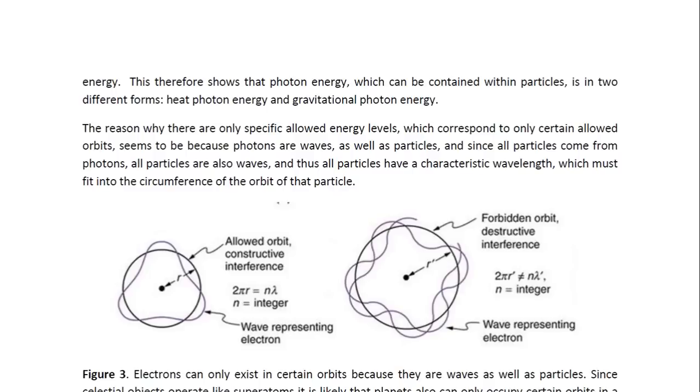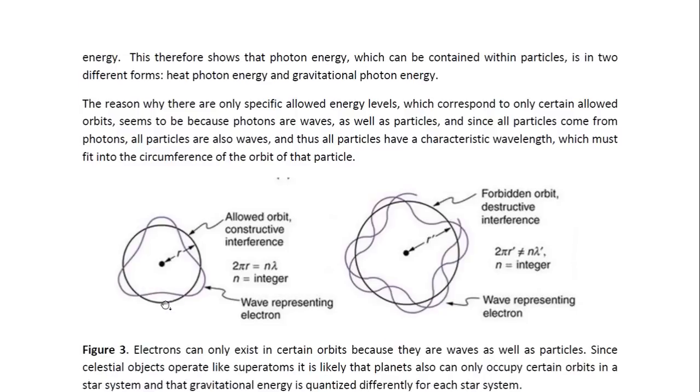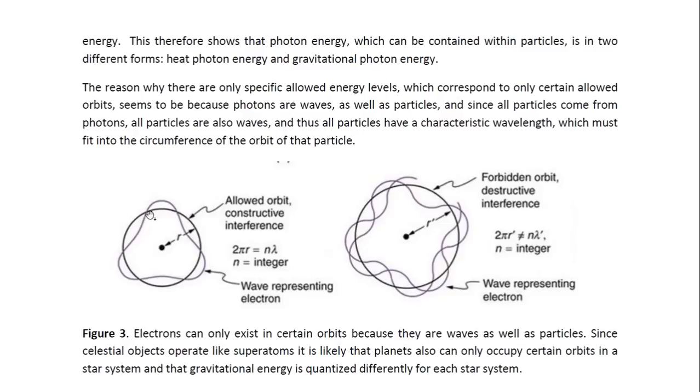This therefore shows that photon energy, which can be contained within particles, is in two different forms: heat photon energy and gravitational photon energy. The reason why there are only specific allowed energy levels, which correspond to only certain allowed orbits, seems to be because photons are waves as well as particles, and since all particles come from photons, all particles are also waves, and thus all particles have a characteristic wavelength which must fit into the circumference of the orbit of that particle. So this would be the wavelength.